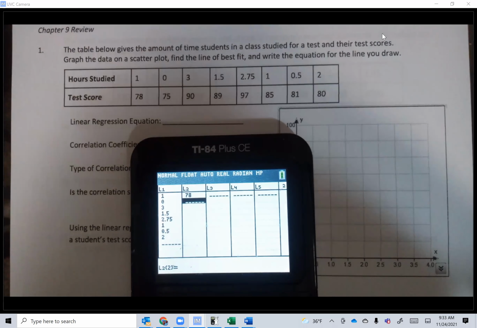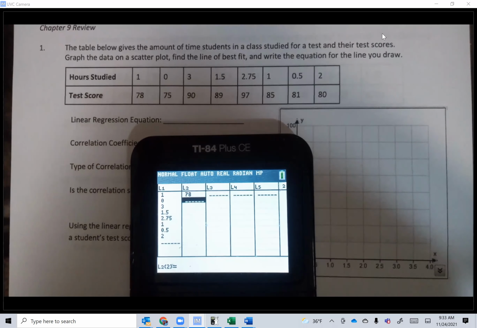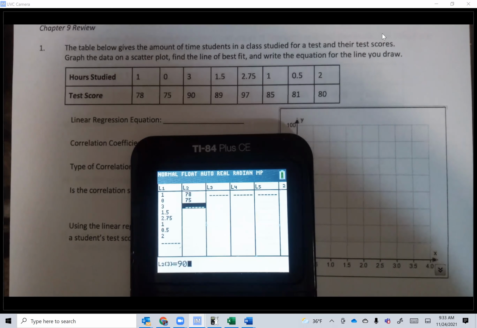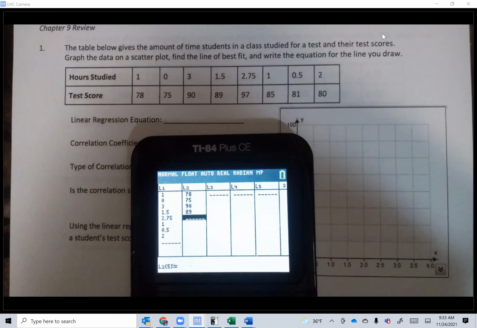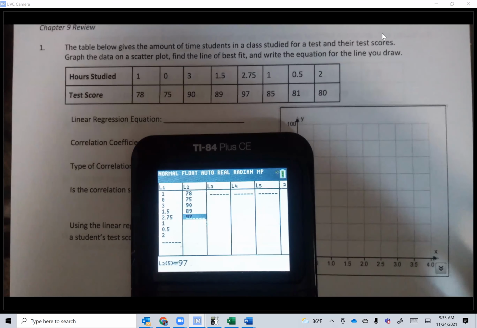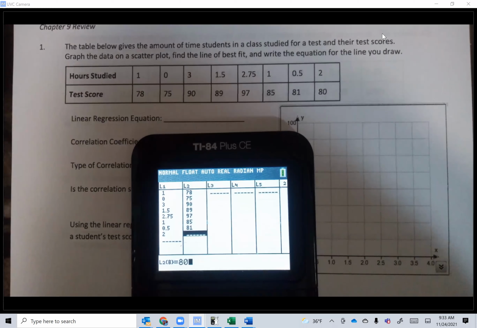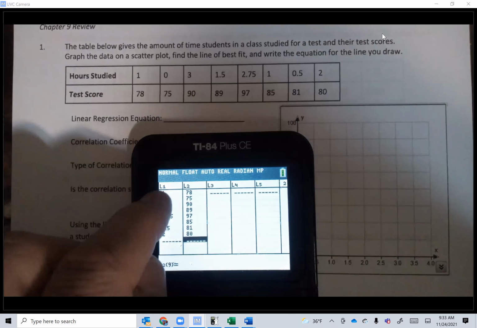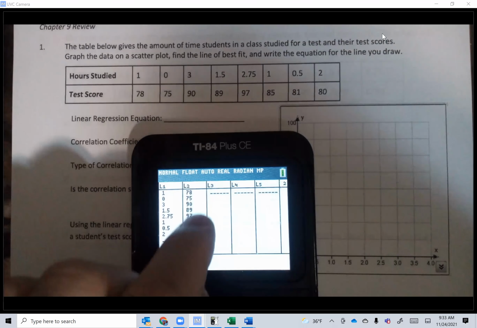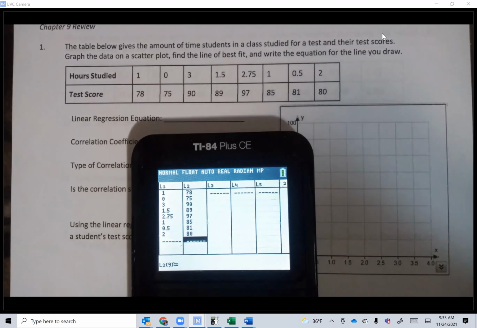So the students who studied for 1 hour got 78 on the test. The students who didn't study got 75. The one who did 3 hours got 90. 1.5 hours got 89, 97, 85, 81, 80. They have to be a match, guys. The same number of values in L1 must match the number of values in L2. If you have one more or one less, that means you made a mistake.